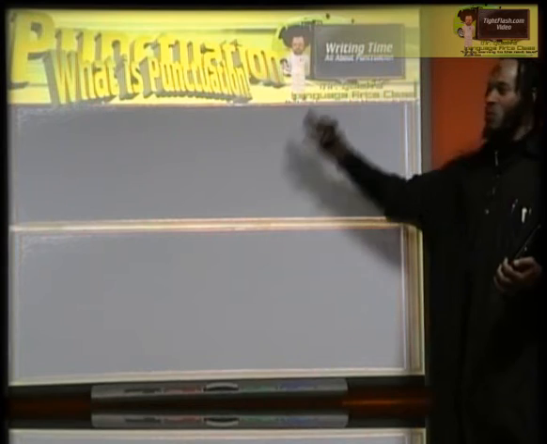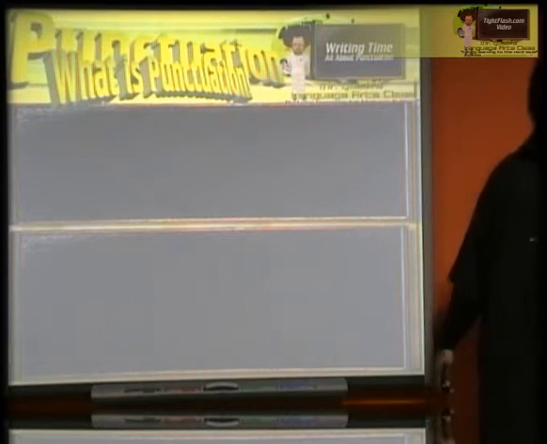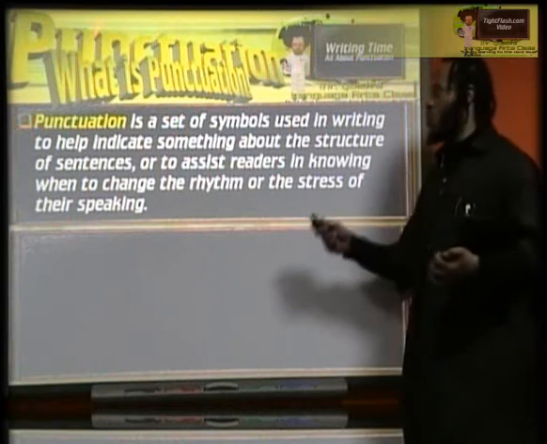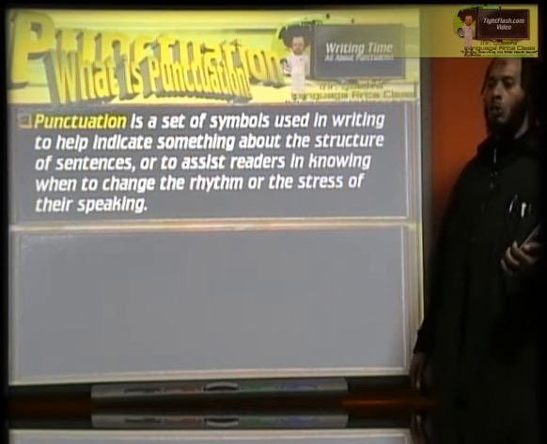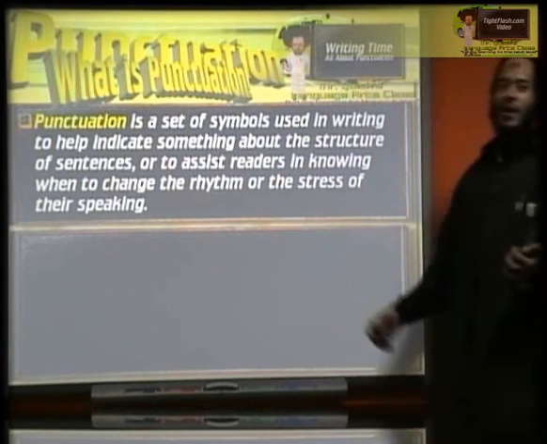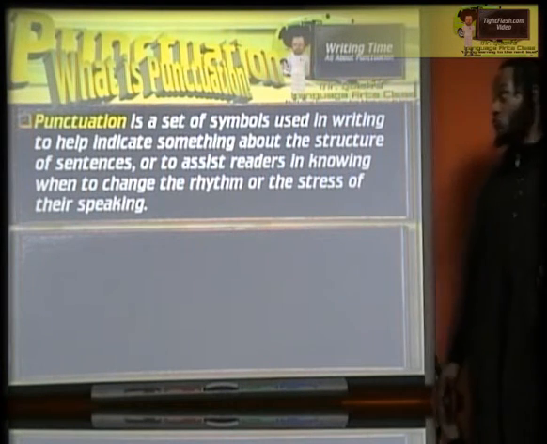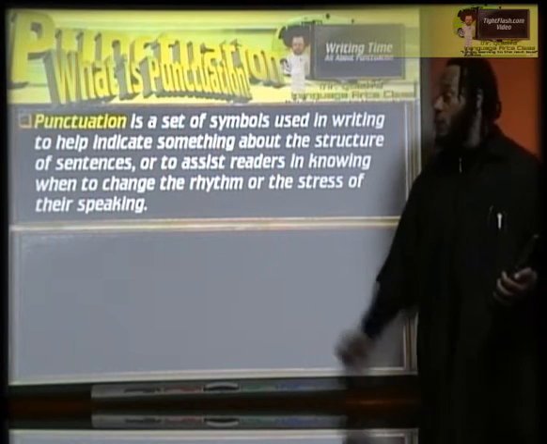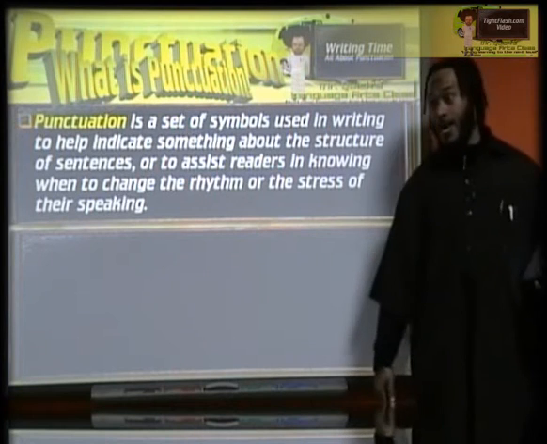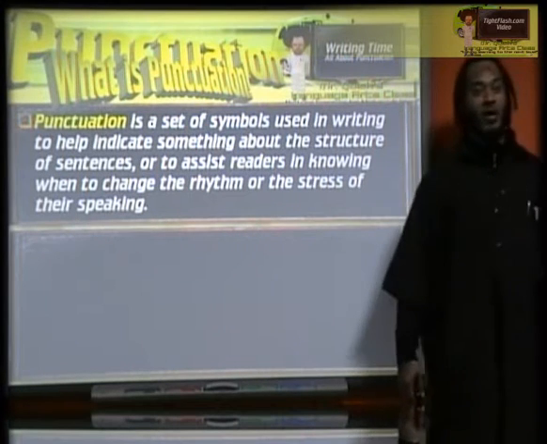So why don't we start with what is punctuation? And you might think you already know. He said, I did this a long time ago. Well, even if you do know, write down this too. Punctuation is a set of symbols used in writing to help indicate something about the structure of sentences, or to assist readers in knowing when to change the rhythm or the stress of their speaking. Very, very interesting. That is what punctuation is.